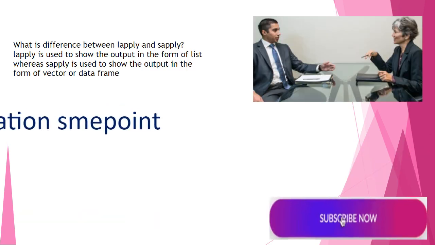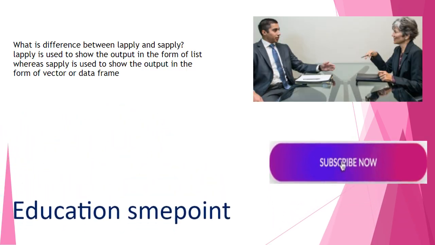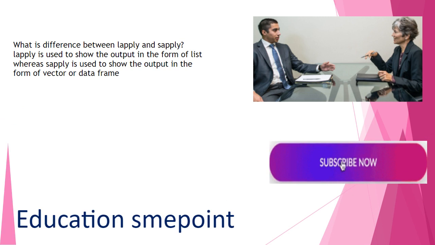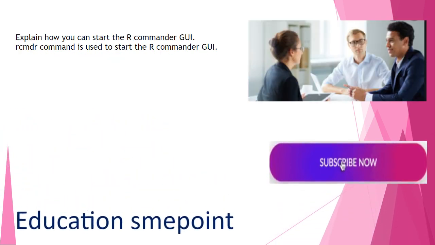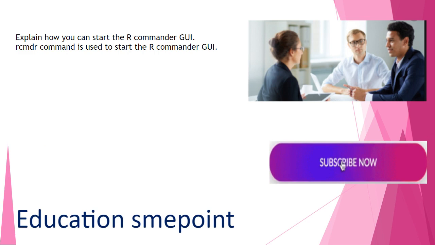What is the difference between lapply and sapply? lapply is used to show the output in the form of a list, whereas sapply is used to show the output in the form of a vector or data frame. Explain how you can start the R command GUI. The Rcmd command is used to start the R command GUI.